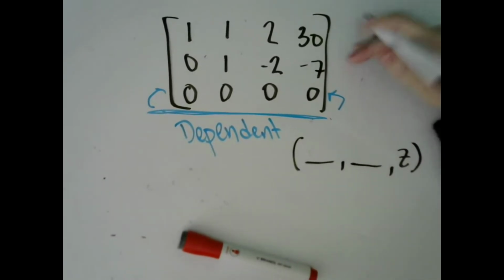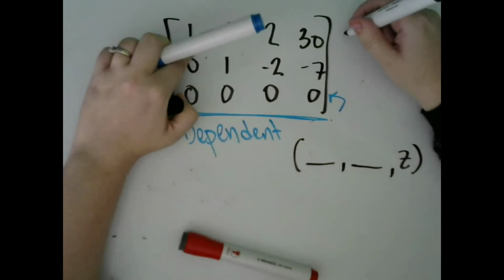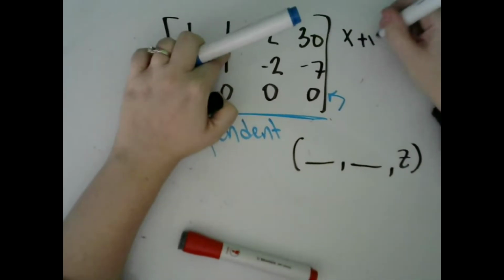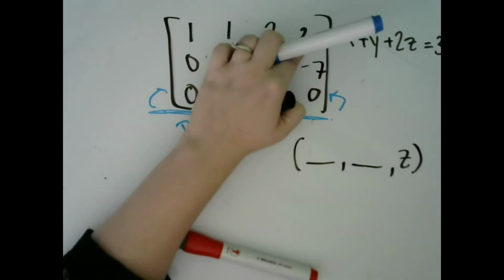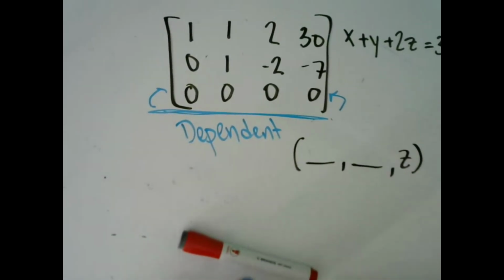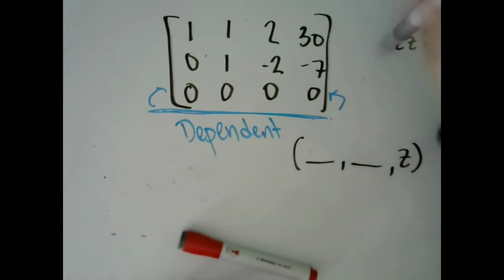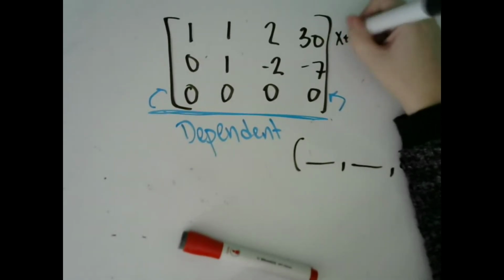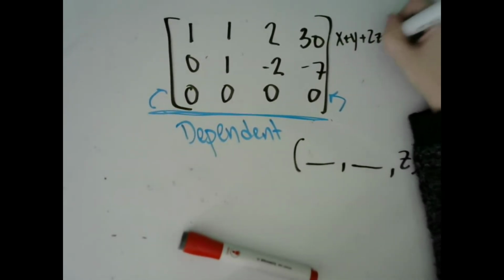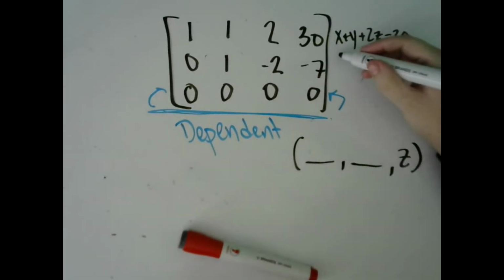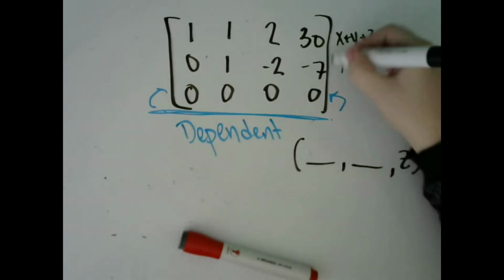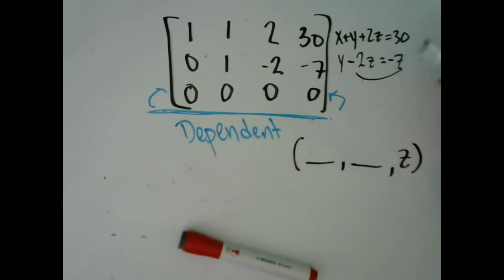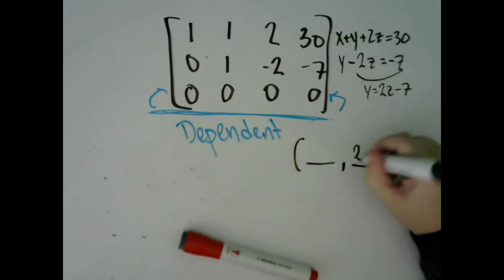Take your system, or your augmented matrix, and rewrite it as a system. So my first equation is x plus y plus 2z equals 30. And my second equation is y minus 2z equals negative 7. Well, the second equation is very easy to solve. I add the 2z to the other side, and I get y equals 2z minus 7.